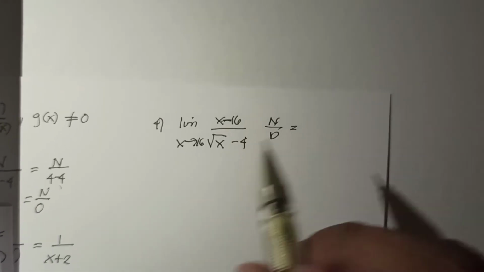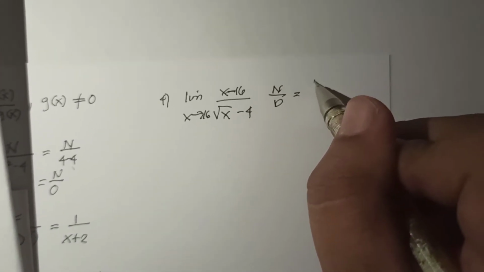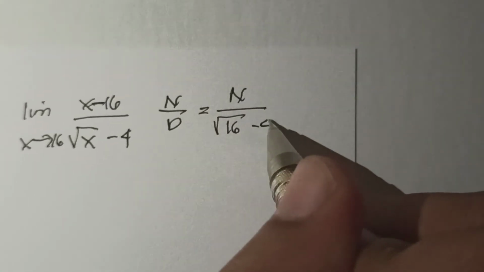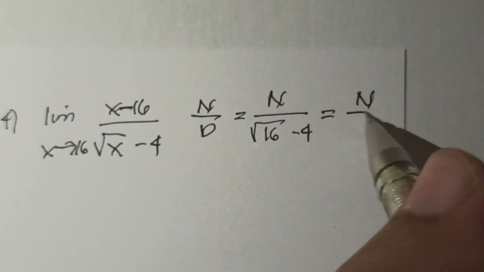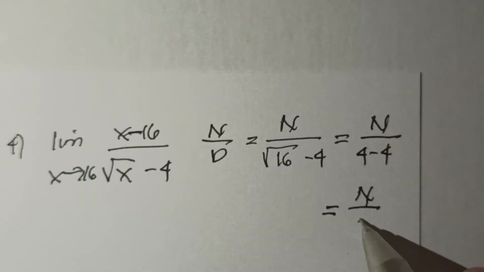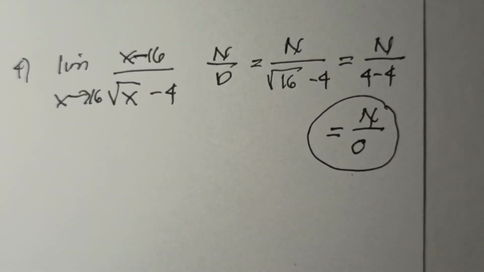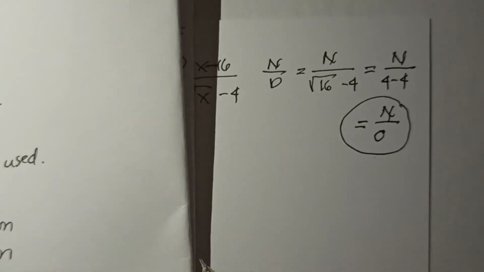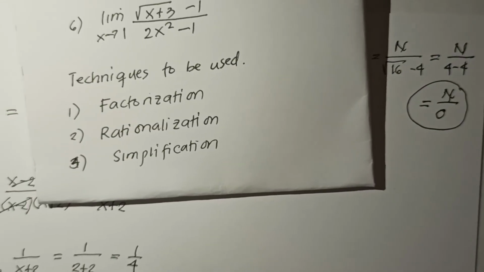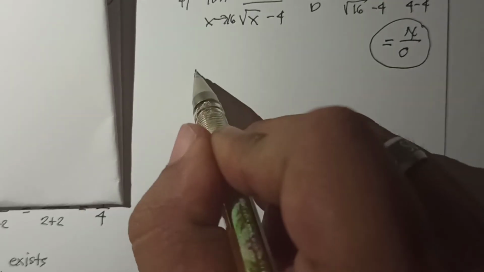But in this case, let's try first by the substitution method. So we have n over the square root of 16 minus 4. So we have n over 4 minus 4. The resulting one is n over 0. So since it is 0, let's try the techniques to be used here. We have factorization, rationalization, simplification. So it falls like this. In this case, it could be rationalization.